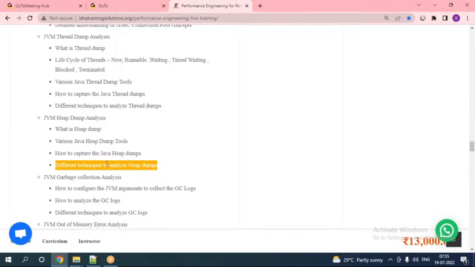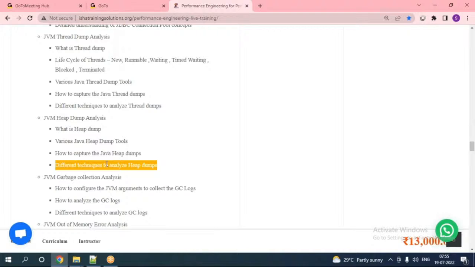We are going to see which are the top 10 biggest objects, or which are contributing to more memory. If they are contributing to more memory, which is creating more response time, we are going to investigate using heap dump analysis. So: thread dump analysis, heap dump analysis.